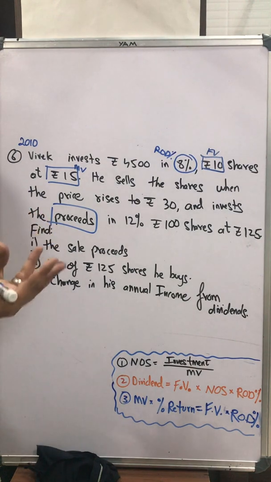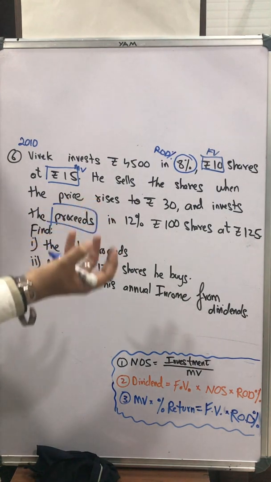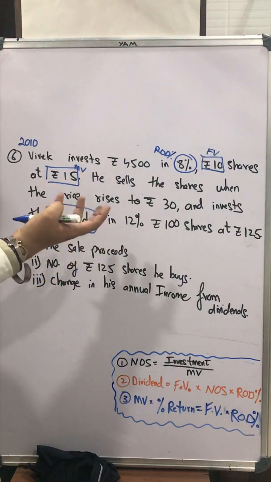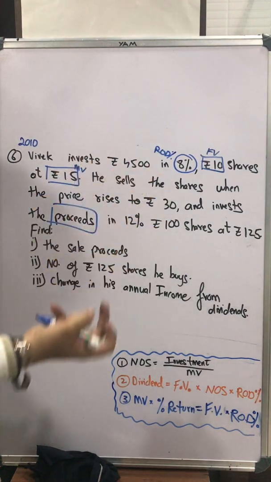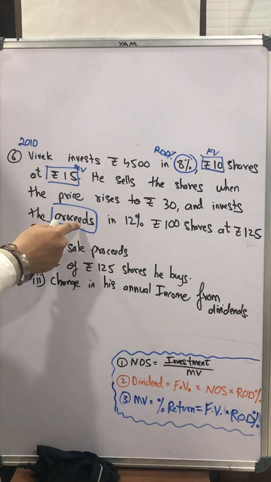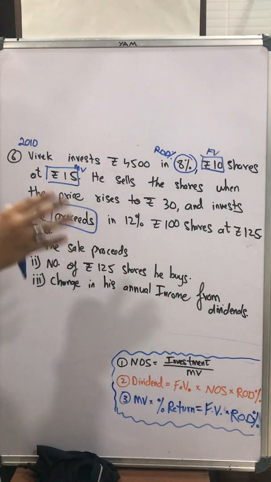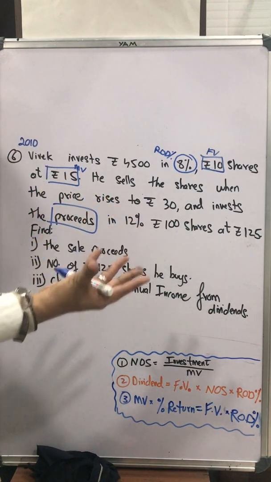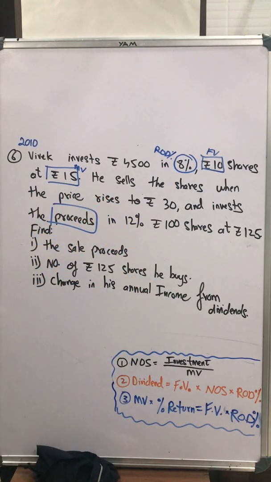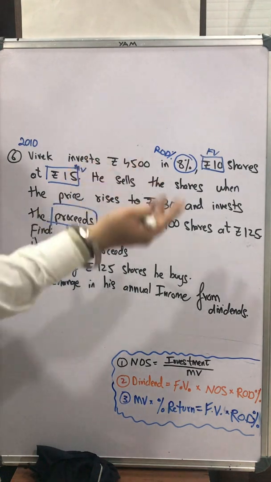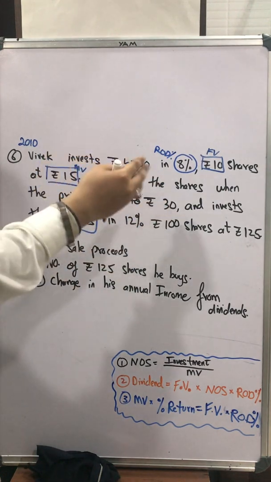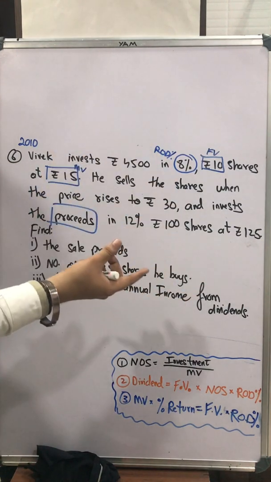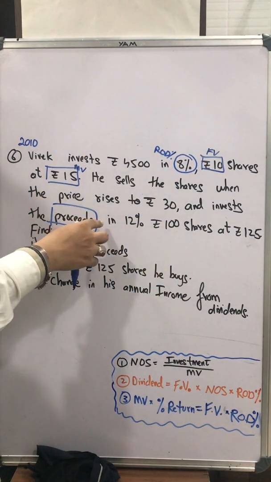Proceeds means whatever amount, whatever money he received in his hands. In Hindi, जो कुछ पैसा मिला shares को बेचने के बाद. Once again I repeat, proceeds does not mean the cost price, does not mean the profit. It just means whatever money he received in his hands. So whatever money he got after selling his shares at the price of rupees 30, which is called proceeds, he invested in another firm.